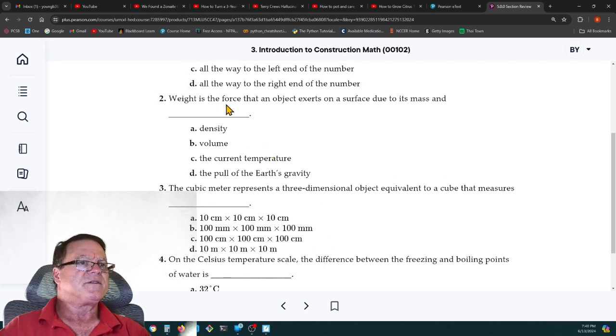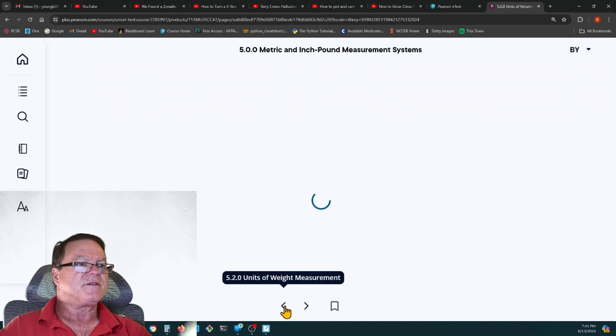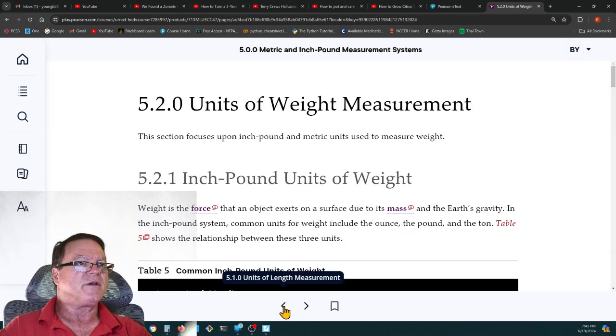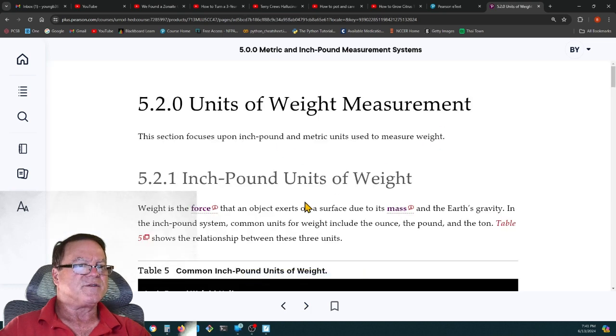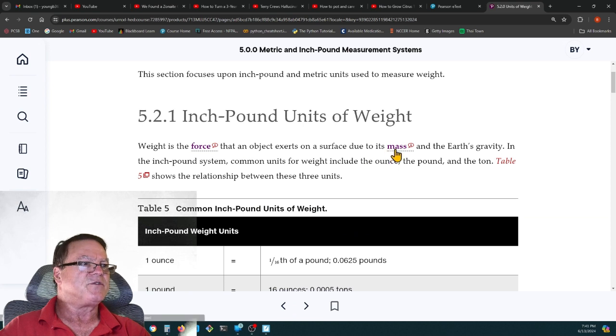Okay. This number 2, weight is the force that an object exerts on a surface due to its mass. I want to say in volume, but I thought they replaced the word weight with volume. So I think it's mass and volume. Okay. You know what? Let's just go back through the book. Let's take a look here, weight measures. Let's see if they tell due to its mass.